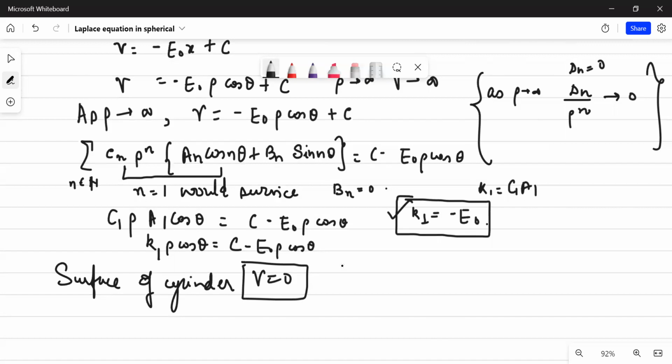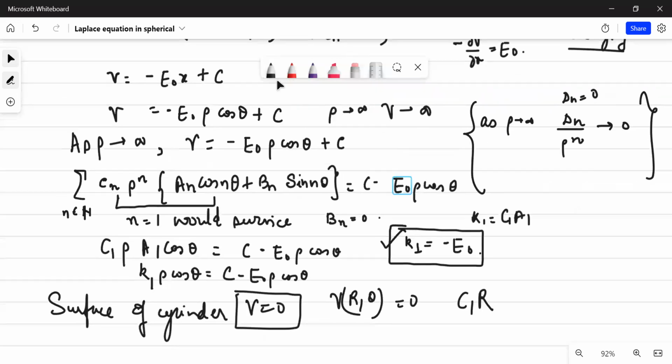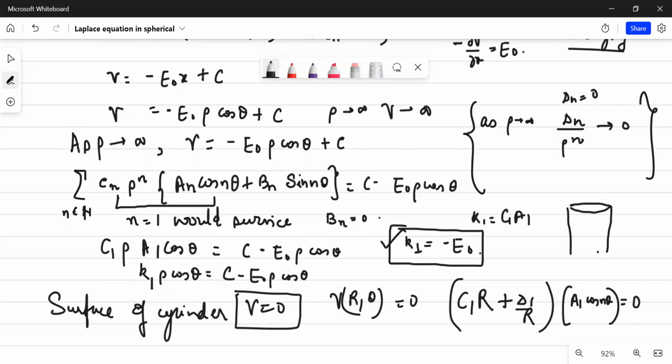It will yield that this would be 0, or I would say C1 R plus D1 upon R, into this entire thing, A1, whatever it was, cos n theta, that will be 0. So irrespective of what theta is, because wherever I go on the surface, my potential should be the same. So irrespective of theta, my potential should be 0.